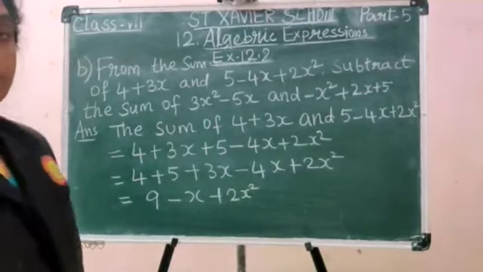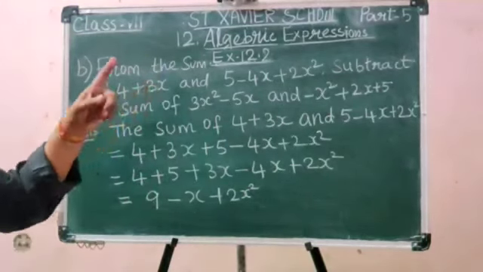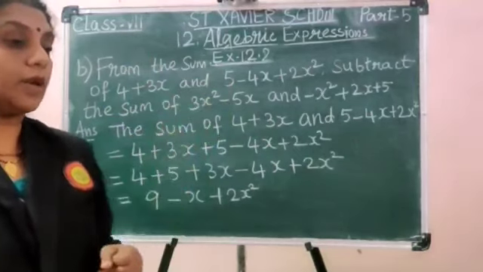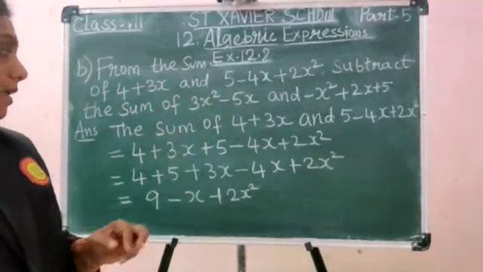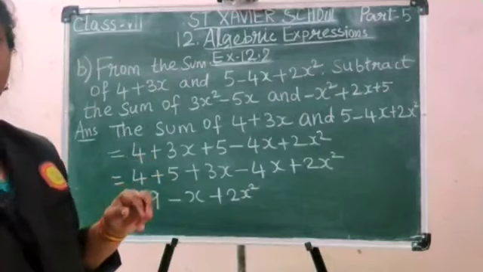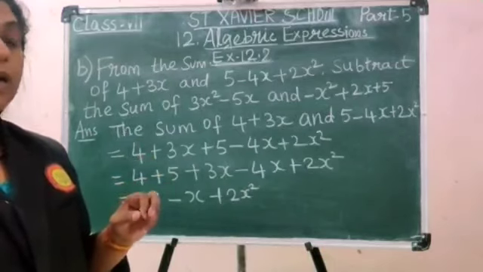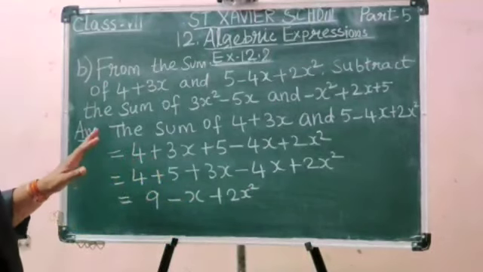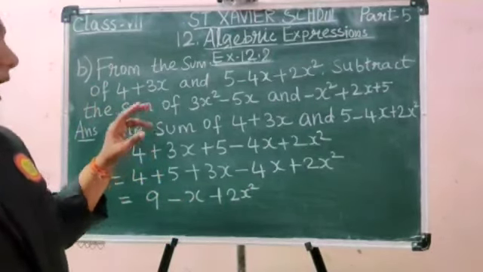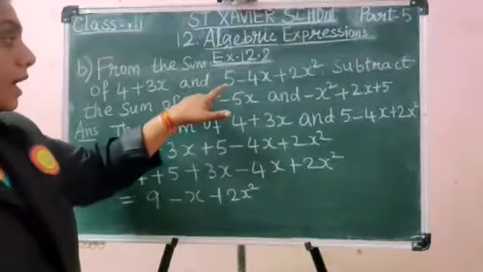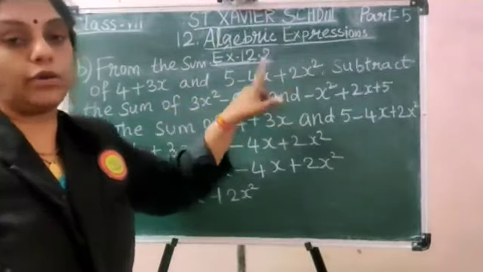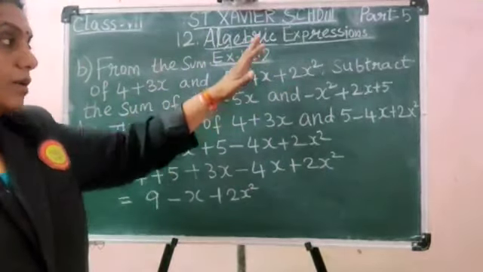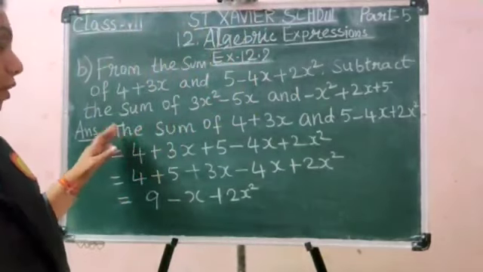Now question number B. From the sum of 4 plus 3x and 5 minus 4x plus 2x squared, subtract the sum of 3x squared minus 5x and minus x squared plus 2x plus 5. So first you have to find the sum. We have to add these two, 4 plus 3x and 5 minus 4x plus 2x squared. So that is one addition. Then what you have to do, one more.